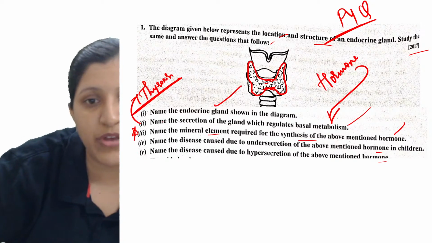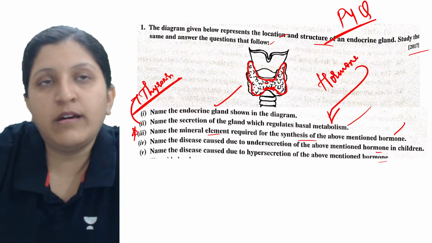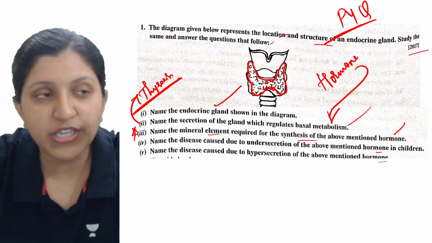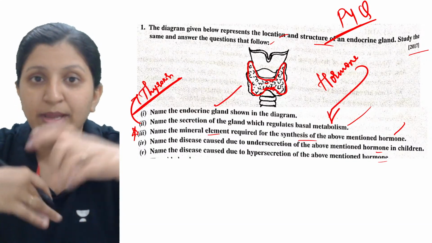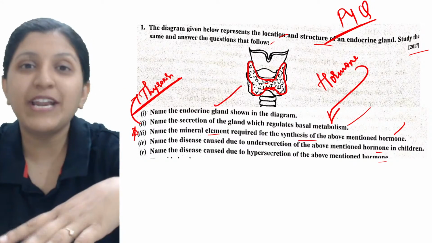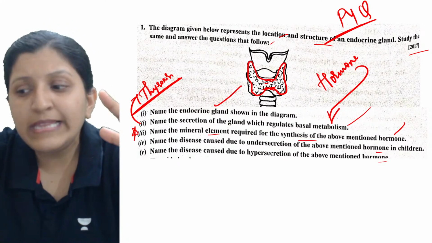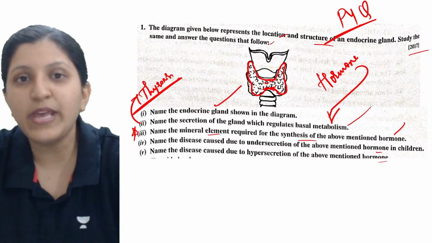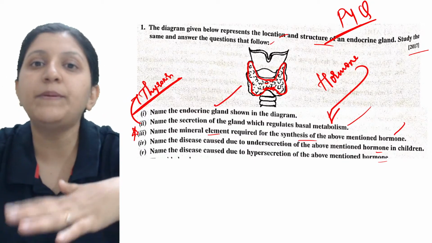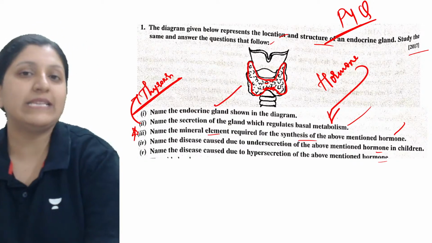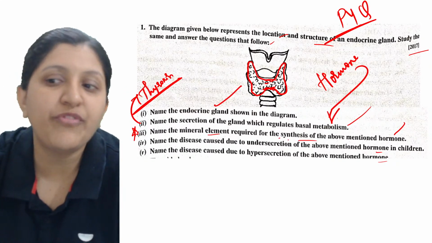When we mention basal metabolism, it is mainly, we can say, temperature regulation, with respect to the metabolism that occurs in the body. So what all changes can be made? There is carbohydrate metabolism, protein metabolism, and then lipid metabolism. Once all these metabolic processes occur, how the processing of these has to be done is looked after by this thyroxine hormone. Name the mineral element required for the synthesis of the above mentioned hormone.